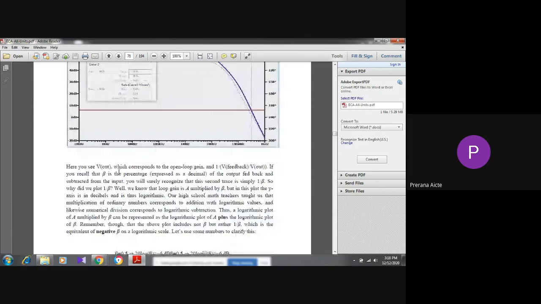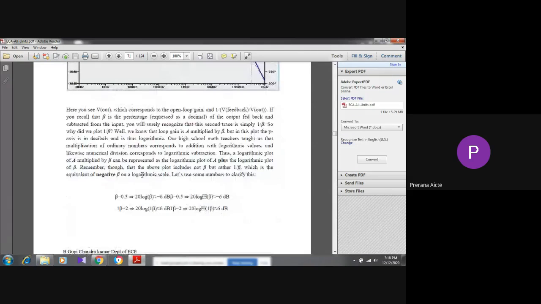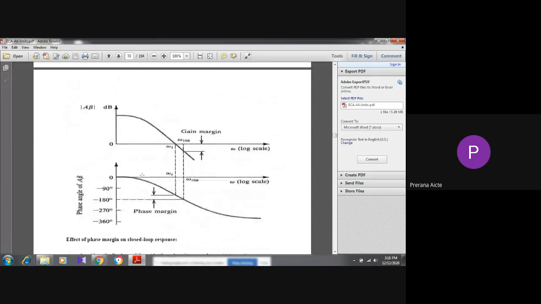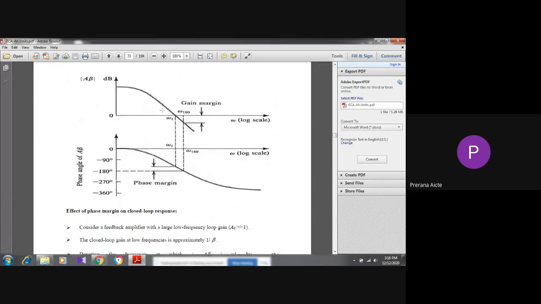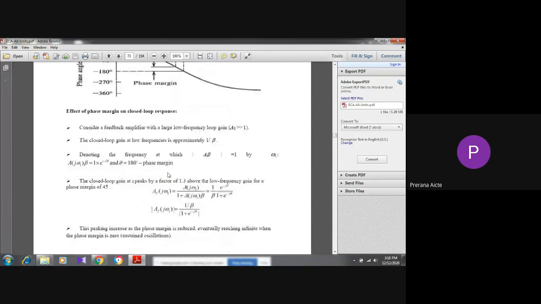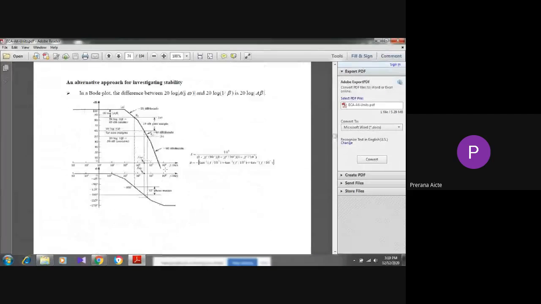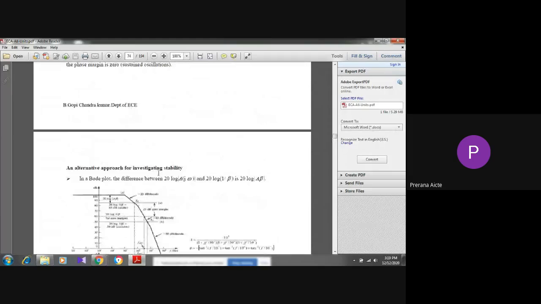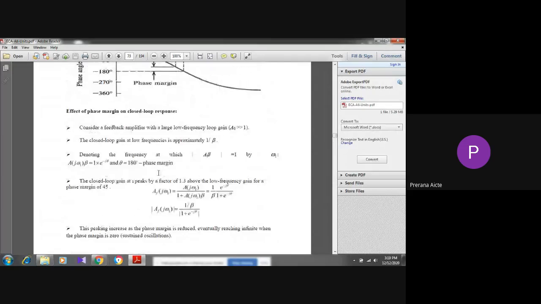Then this is a simulation output showing gain margin and phase margin. This is the gain margin and this is called the phase margin. And these are the effects of phase margin on closed loop response. So we have some equations here.